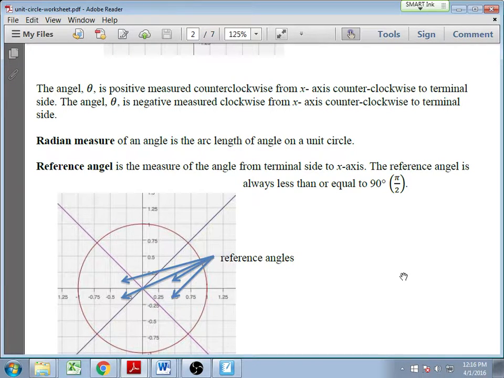So the radian measure. What the heck is a radian? Anyone know how radians compare to degrees? What are you gonna say about radian? It sounds like radius. There you go. Radian.